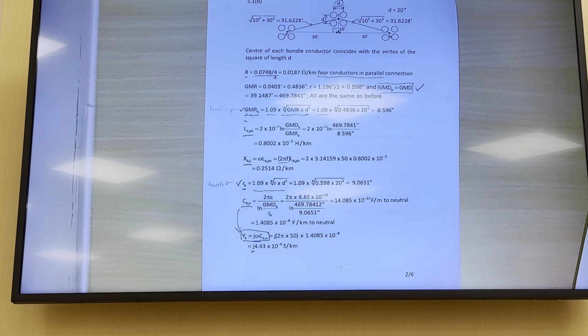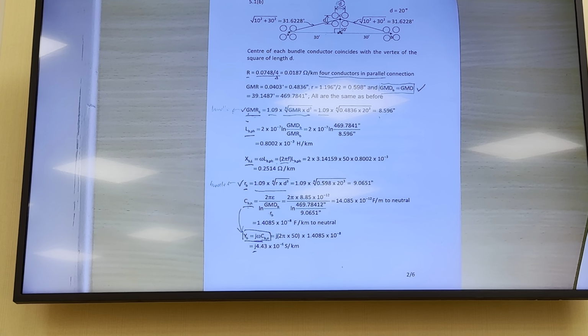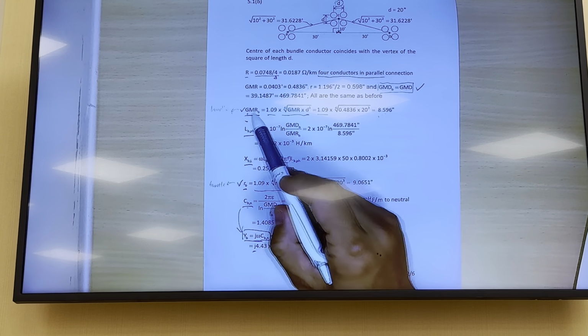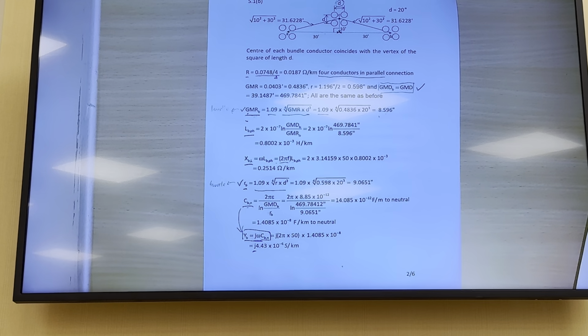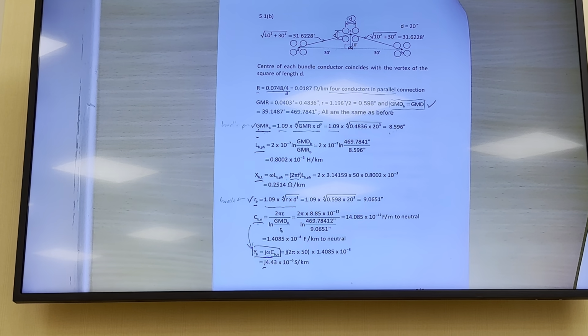You can see that the whole calculation is just standardized. You calculate GMD, GMR, and if it's a bundled conductor, you recalculate the GMR for the bundle. And if it's unequal spacing, you calculate the GMD, then substitute into these formulas. Any questions for this one? What you need is to just memorize these different formulas. They are straightforward. Try to understand the rules behind.